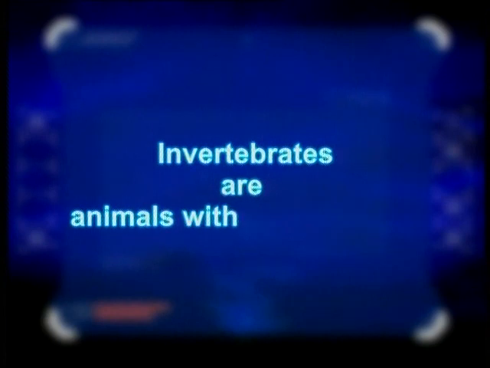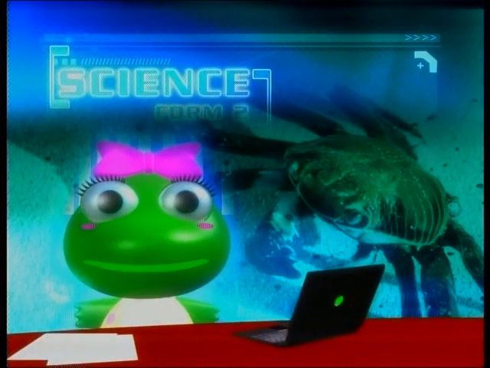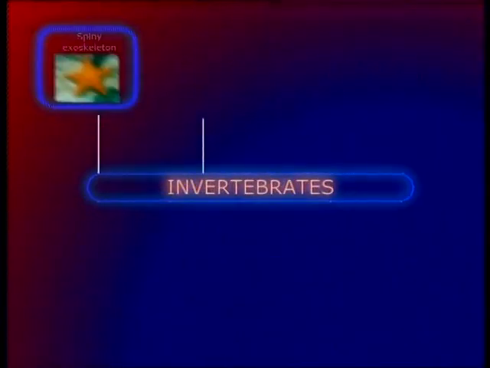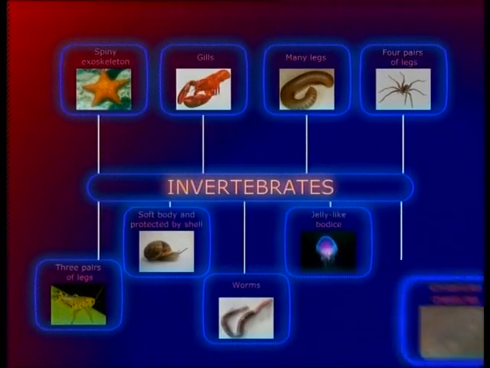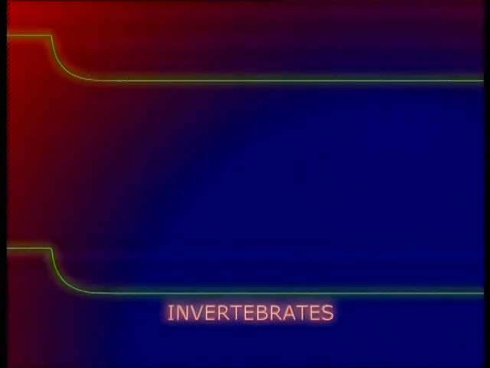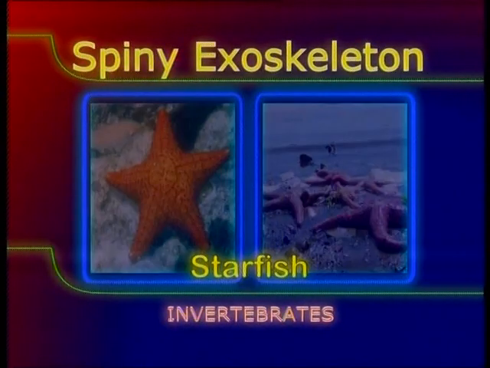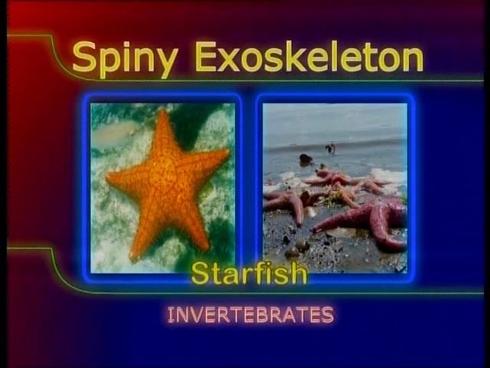Invertebrates. Invertebrates are animals without backbones. They are often small. They cannot grow too large because they do not have the backbone to support their weight. Invertebrates can be divided into many groups. First, we have the spiny exoskeleton. The starfish belong to this group.